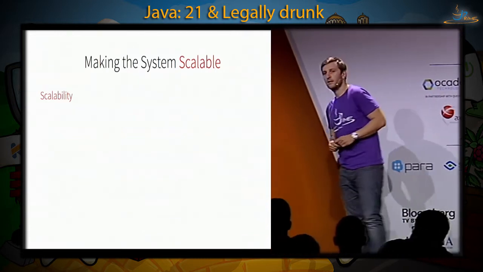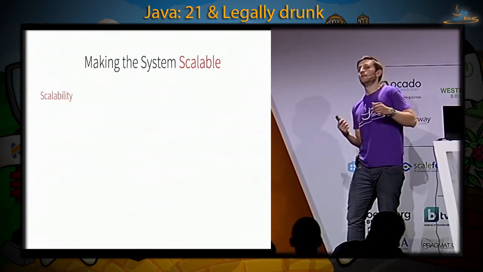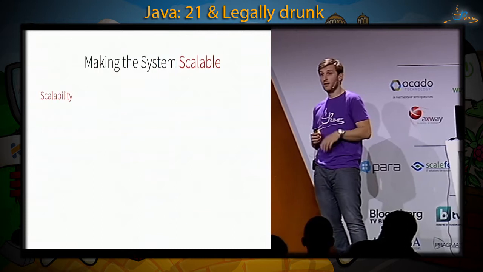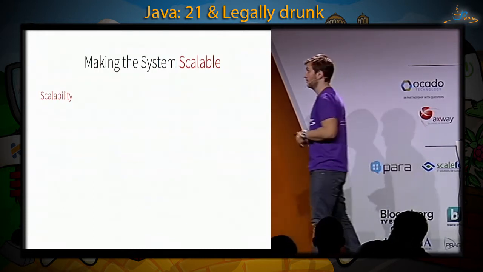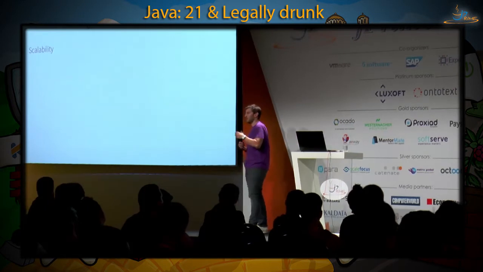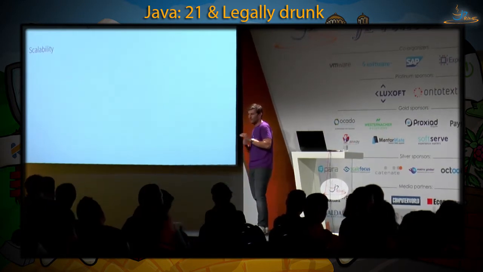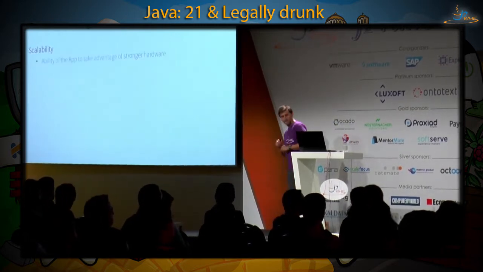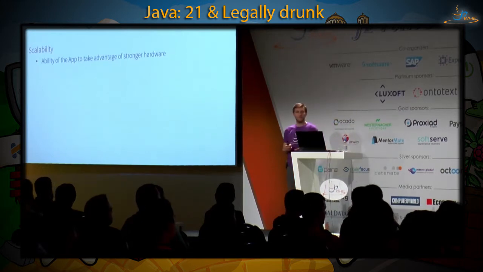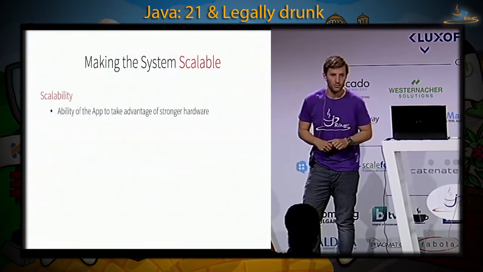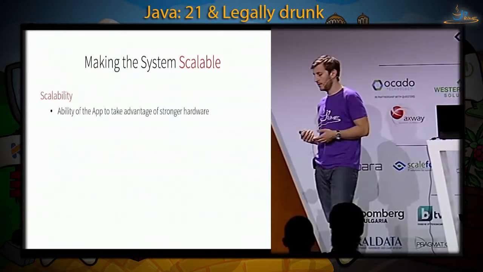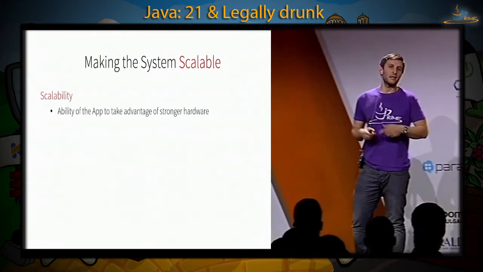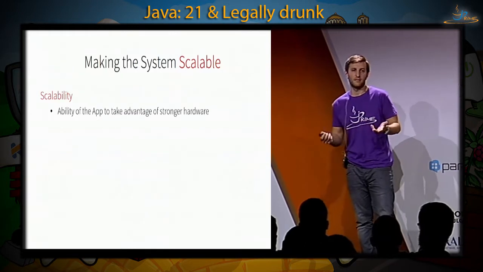Scalability. Well, first, I would like to define the term scalability. I mean, scalability is again one of those things. Everybody's talking about it, and everybody's doing it. But again, nobody knows what it actually means. Okay, so let's define the term scalability on a very, very simple basis, just so that we are all on the same page here. So for me, scalability is basically the ability of the app to take advantage of stronger hardware. So let's look at an example. Let's say we have an app that uses 1 gigabyte of RAM and 2 cores. And it can handle, let's say, 1,000 concurrent customers.